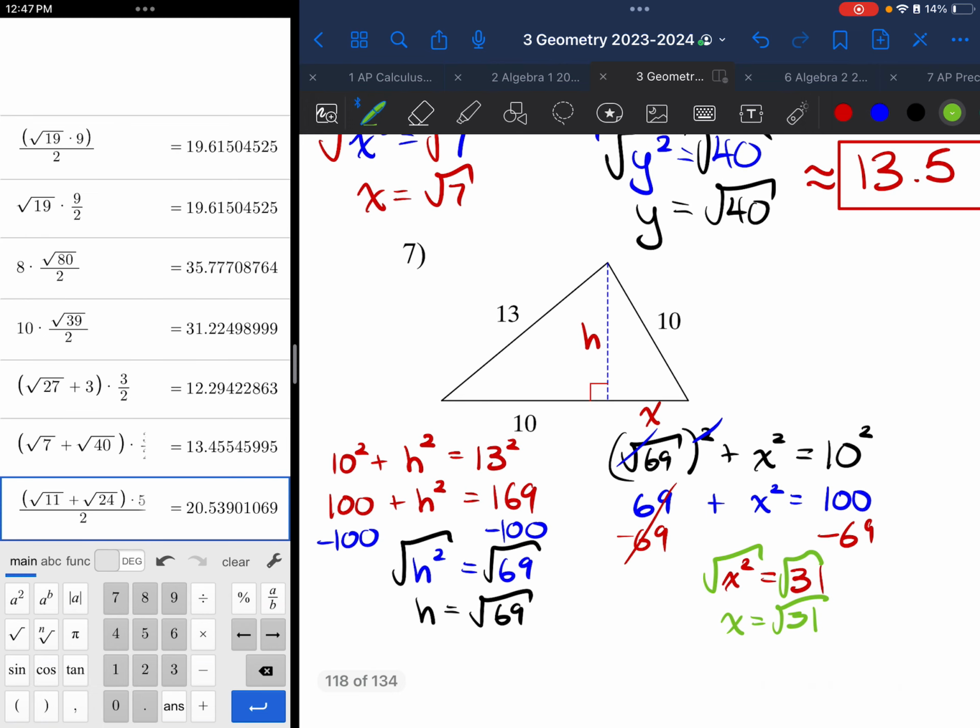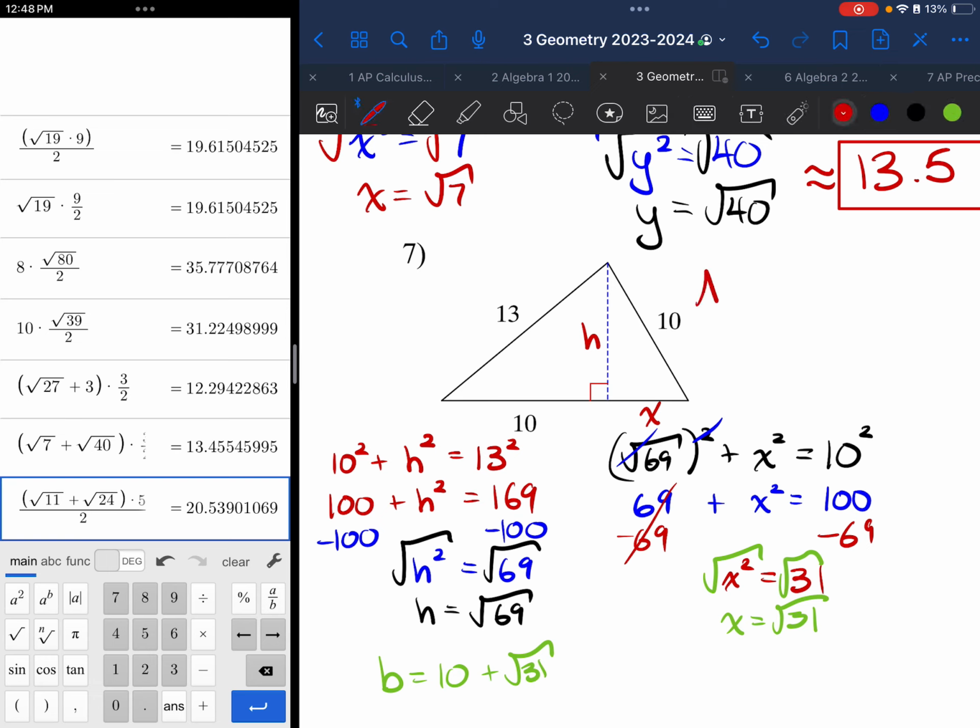All right, it's time to actually calculate what our base is. So we know that our base is going to be equal to this value and this value, not multiplied, but added. 10 plus x, and x is root 31. So this is really 10 plus the square root of 31. A lot of people will try to punch this into the calculator now. I don't punch it into the calculator until the very end.